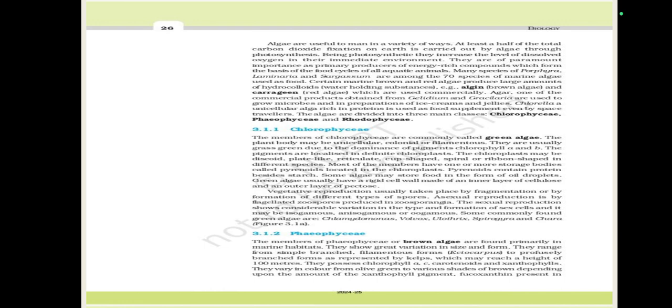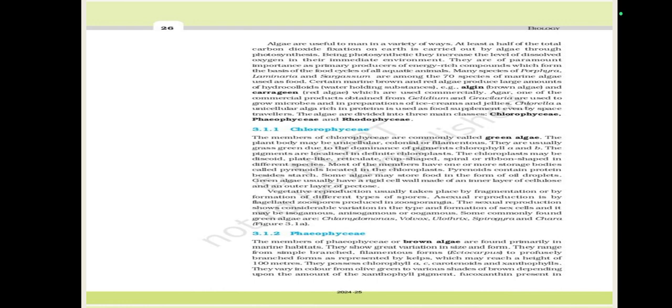Chlorophyceae. The members of Chlorophyceae are commonly called green algae. The plant body may be unicellular, colonial, or filamentous. They are usually grass green due to the dominance of pigments chlorophyll a and b. The pigments are localized in definite chloroplasts. The chloroplasts may be discoid, plate-like, reticulate, cup-shaped, spiral, or ribbon-shaped in different species.